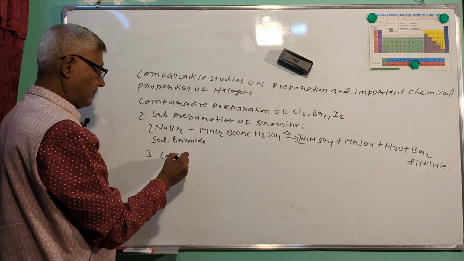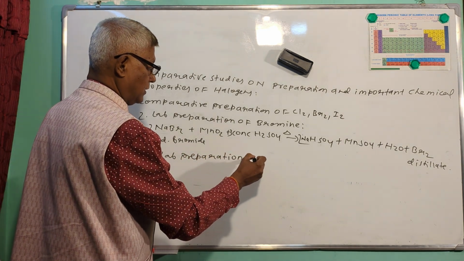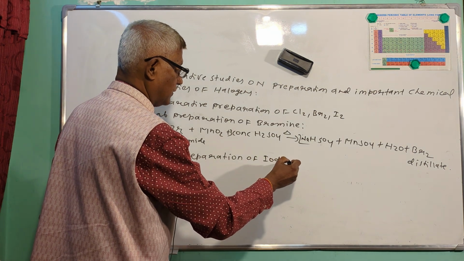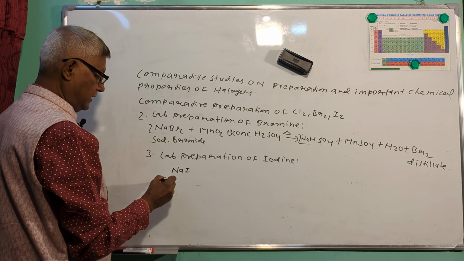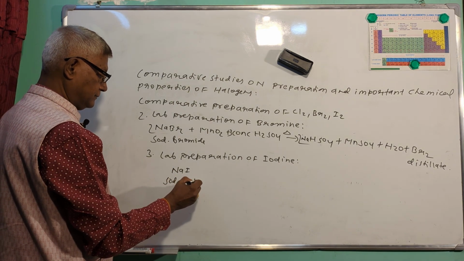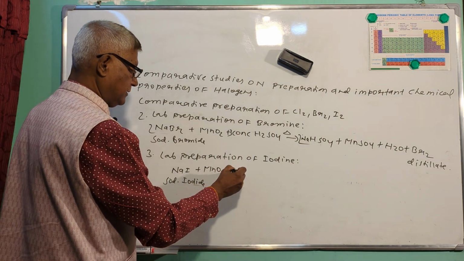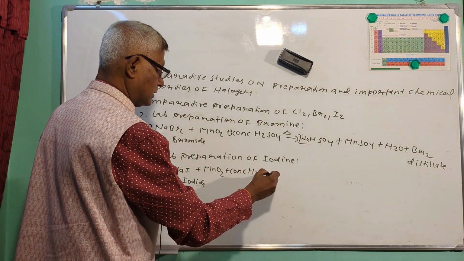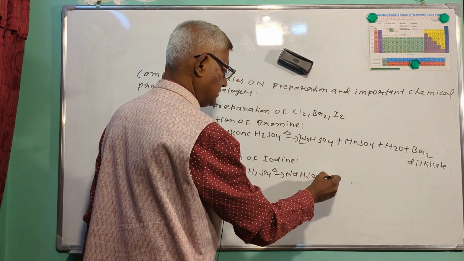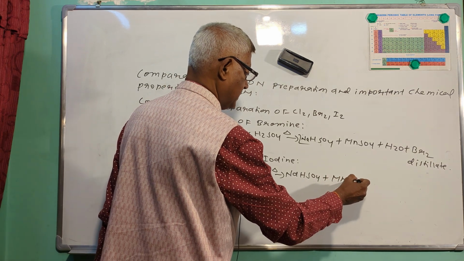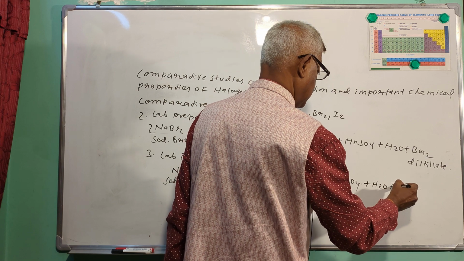Third one is lab preparation of iodine. So what we see? What we can use? Sodium iodide. When heated with manganese dioxide, conc. sulfuric acid. So what we have? Sodium bisulfate, manganese sulfate plus water plus iodine.